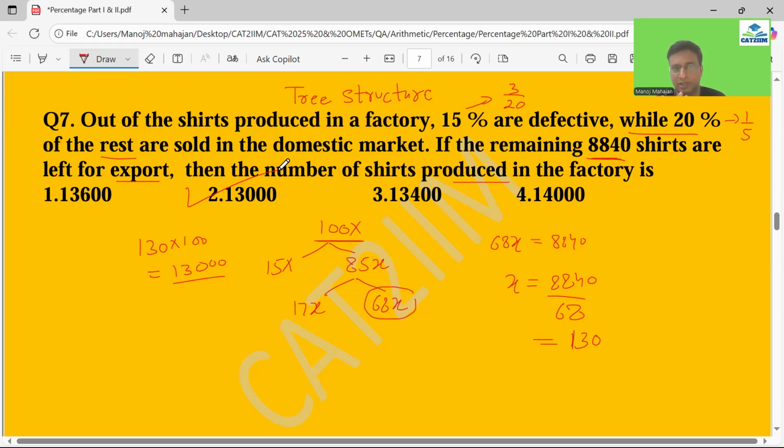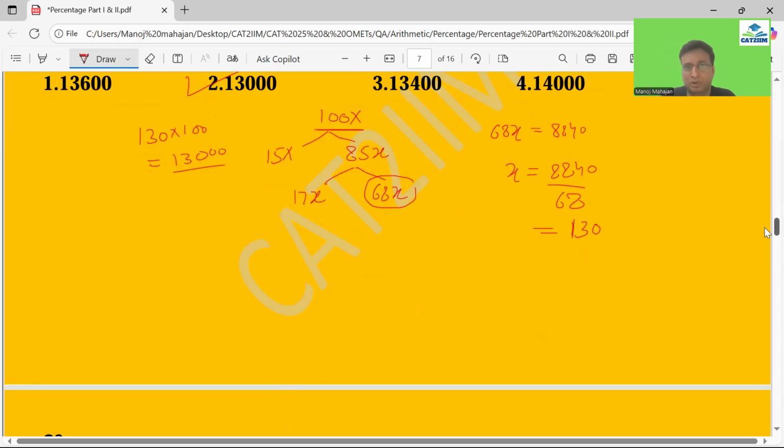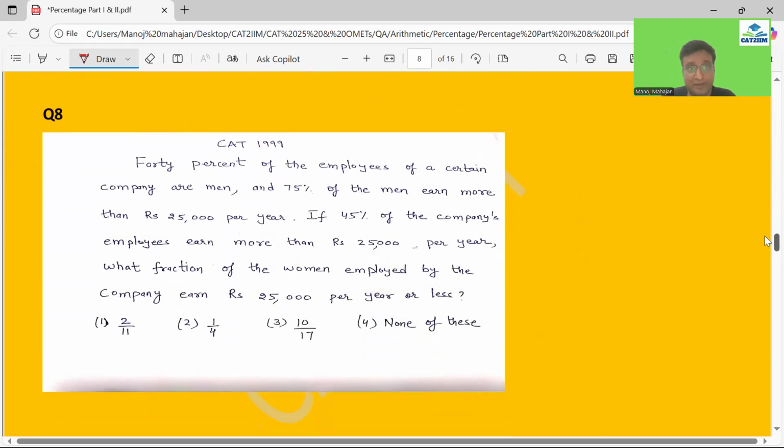So look, we can always look forward to solve such questions with the tree structure, and you can go and assume 100x. Already told you, wherever you face a fraction, you can convert the numbers accordingly so that you can convert into integer. Let's try another problem on the similar line. So this appeared way back, CAT 1999.